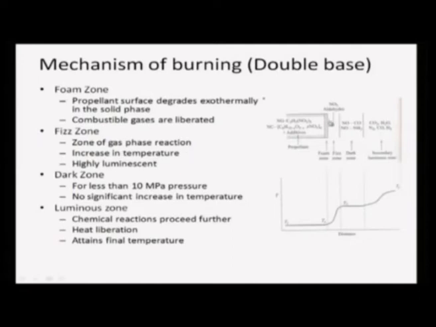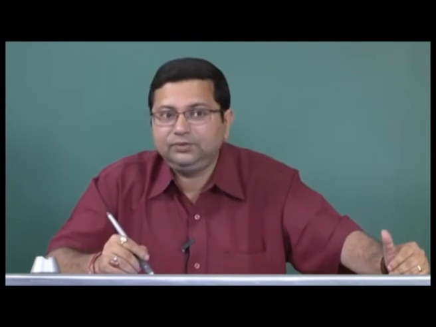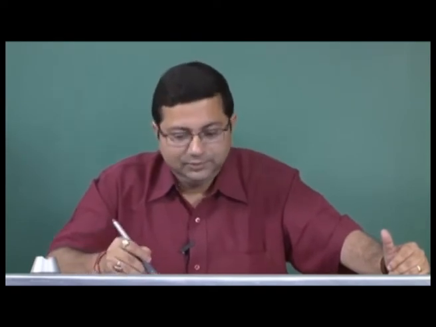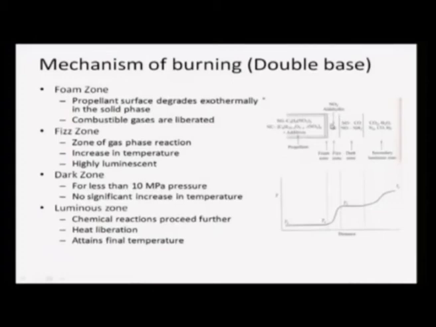So, there is a zone of gas phase reaction which increases the temperature as I just discussed, and this zone is highly luminescent. So, most of the flame color comes from this zone. Okay. Now, luminescent means that most of the radicals are present in that zone, right. The reactions when they occur, most of the radicals are present in that zone. After this luminescent zone, there is one zone called dark zone. In the dark zone, which will be typically present if the pressure is less than 10 megapascal, there is not much significant increase in the temperature that takes place, only some kind of convection of these propellants takes place and more mixing will follow.